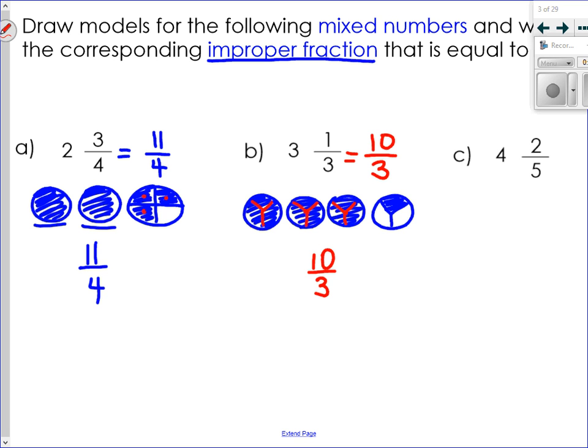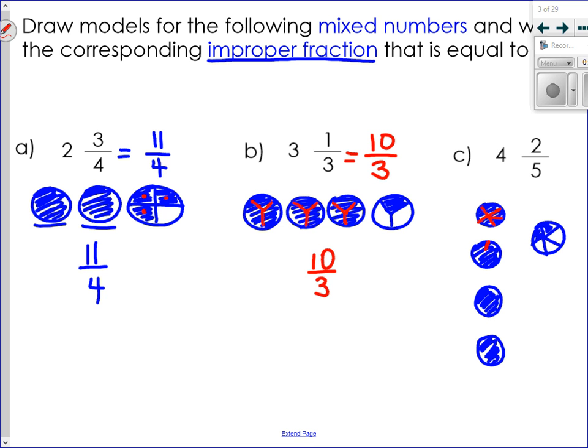Okay, the last one. We have 4 2/5. So 1, 2, 3, 4 holes that are all shaded in. And the last one has been split into 5 equal parts, and 2 of those 5 are shaded in. 1, 2.